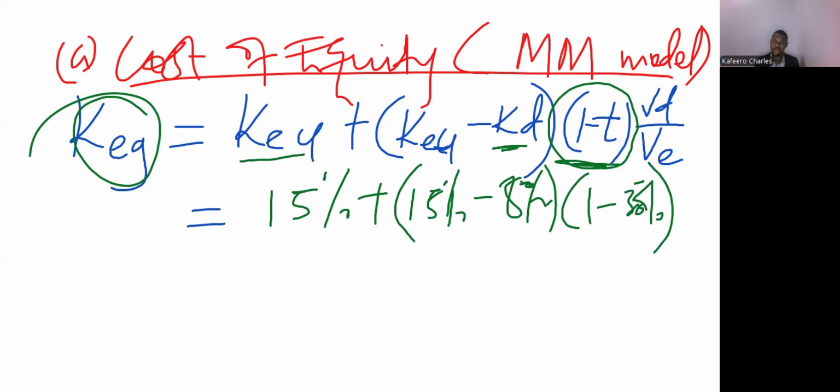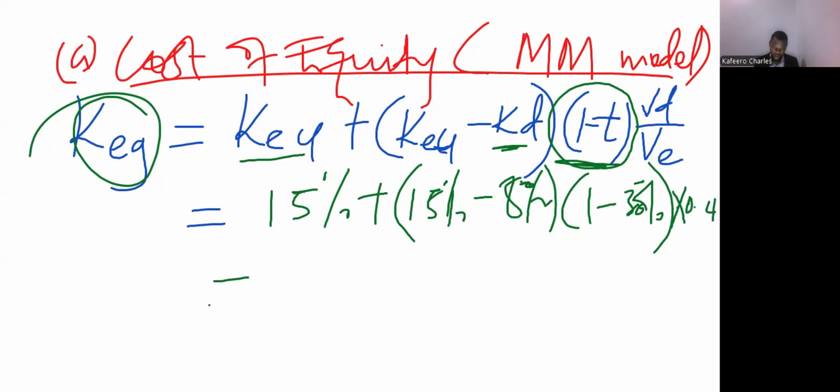But they also went ahead to give us the composition, debt to equity. This VD over VE is the value of debt over the value of equity. They gave us the ratio, which is 0.4, times 0.4. So when you take that into your computation, you'll be getting 16.96. That is roughly 17%. That is the cost. So that's part A, that's how we compute that cost of equity.